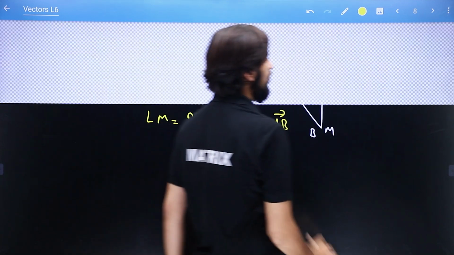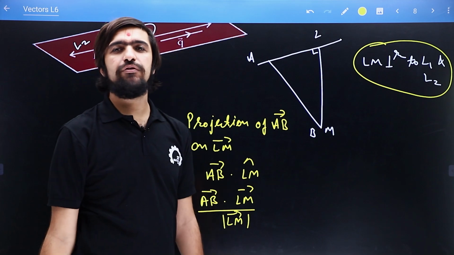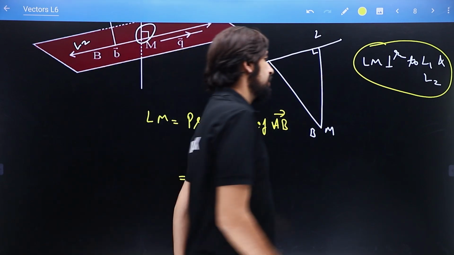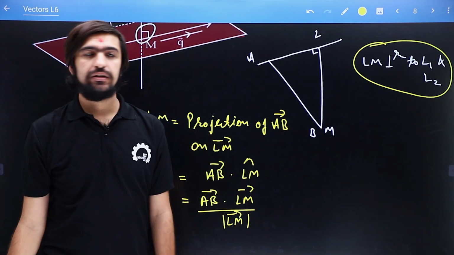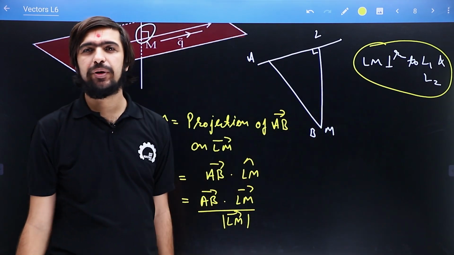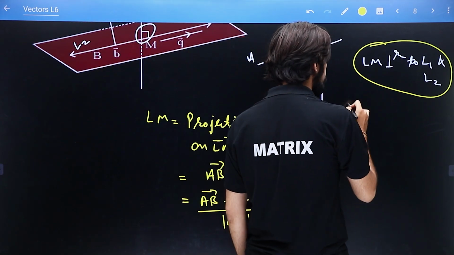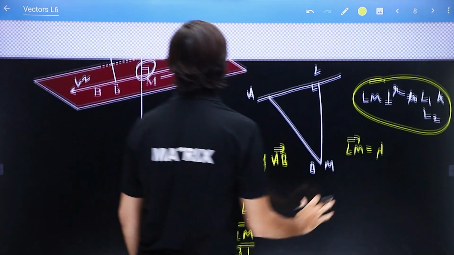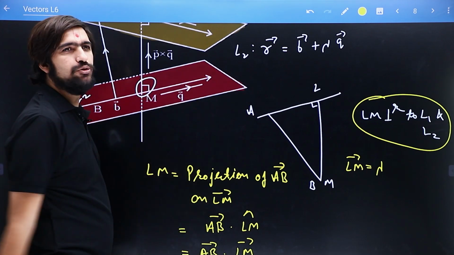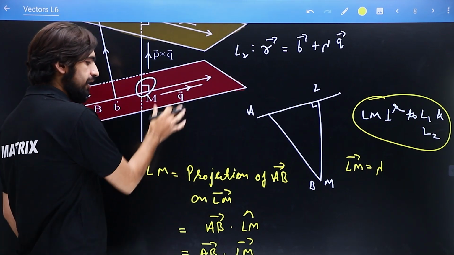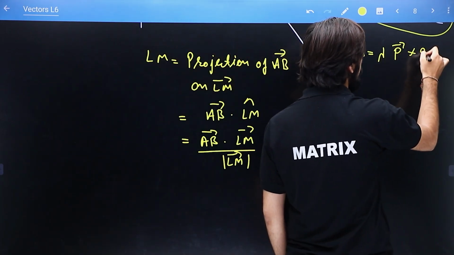Again, what I have written here is that LM is perpendicular to L1 and L2. How do you get a vector perpendicular to L1 and L2? In previous lectures, we have already studied the property of the cross product, that if we have to assume any vector perpendicular to two vectors, we assume it lambda times something. So LM vector will be lambda times, what are the directions of these, P or Q? Someone says, sir, can we take P cross Q? Yes, you can take P cross Q. And someone says, can we take Q cross P? Yes, again, you can take Q cross P. It doesn't matter whichever you take. So lambda times P cross Q.